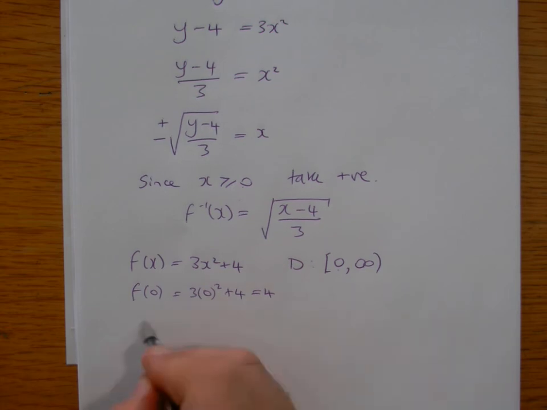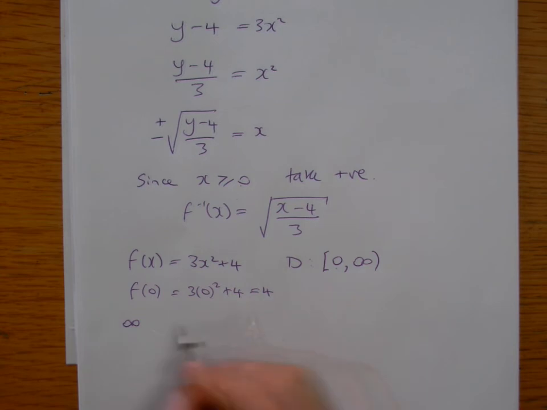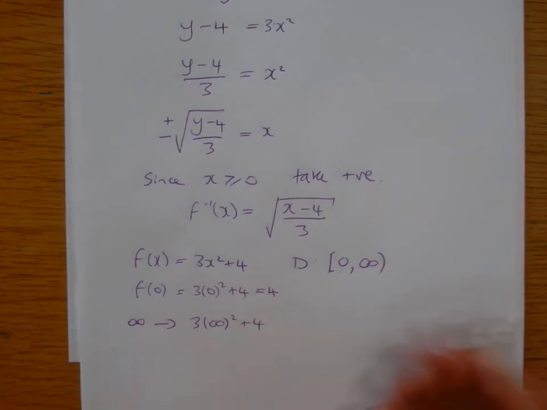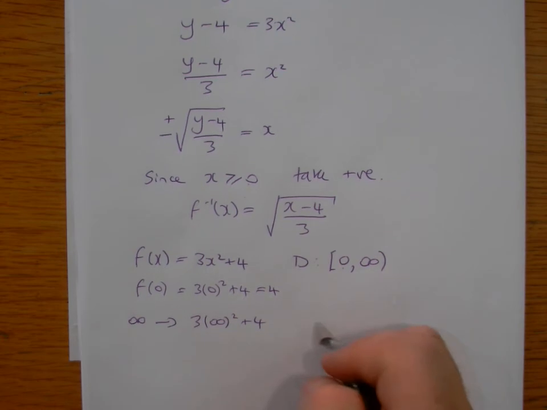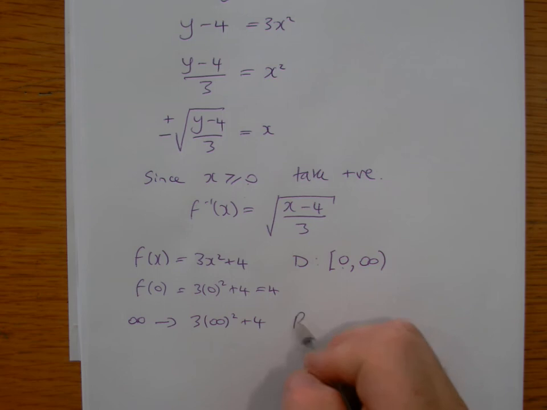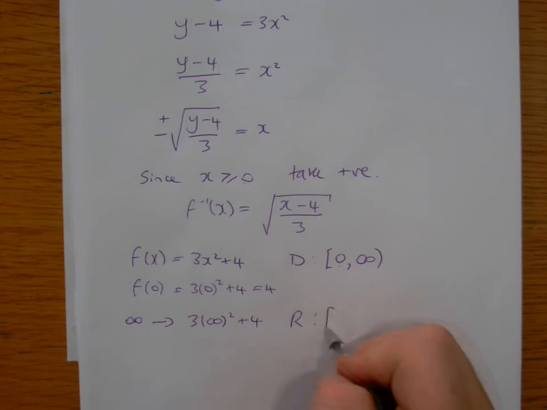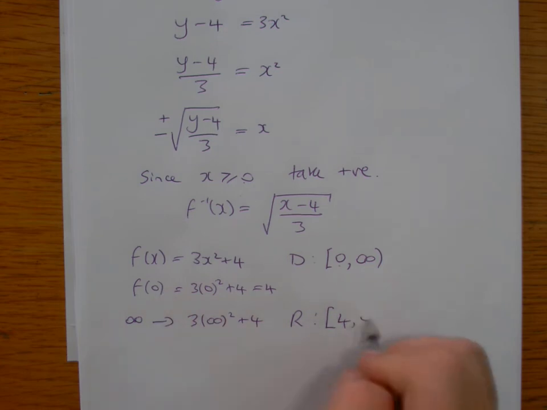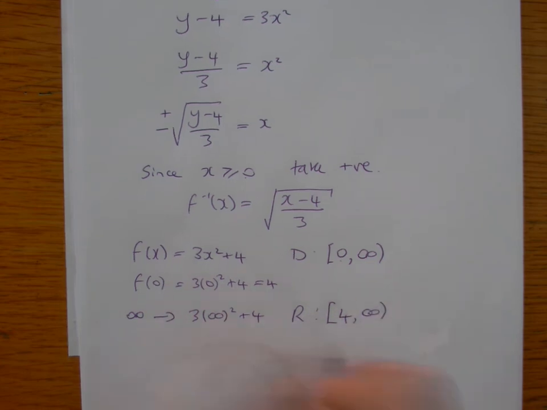And then of course if I put infinity in, now you can't put infinity into a formula and expect an answer out, because infinity is a sort of concept of never ending. But if you think about it, when we put that in, we'll go to 3 times infinity squared plus 4. Well, that's just going to be infinity, isn't it? Because we're squaring infinity there. So the range then, as a result, will be 4, the lower limit, and we'll include 4 because 0, the value, is included, all the way up to infinity. So that's for f, of course.